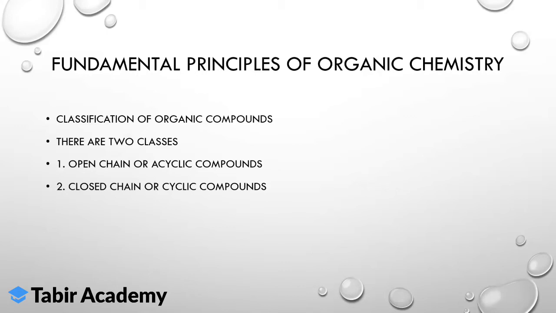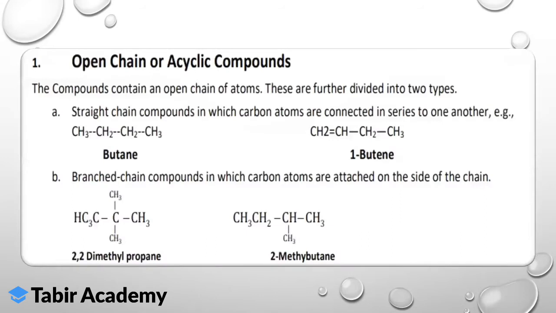Classification of organic compounds में there are two classes. One is open chain or acyclic. Acyclic means this is not a cycle. Closed chain or cyclic compounds. Open chain or acyclic compounds: the compounds contain an open chain of atoms and they are further divided into straight chain compounds or branched chain compounds. So straight chain mein we have butane and 1-butene. Butane means there is no double bond and butene means there is one double bond.